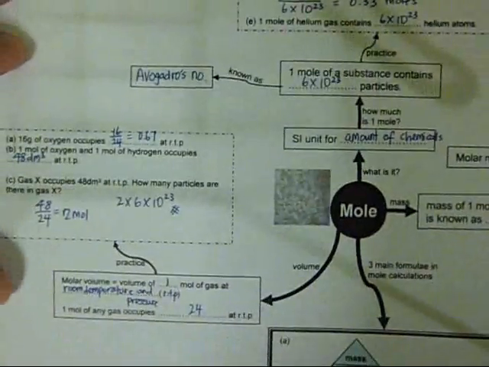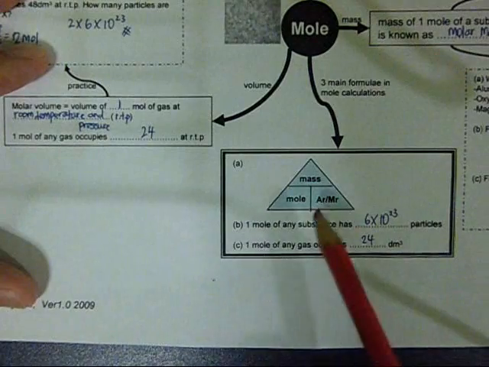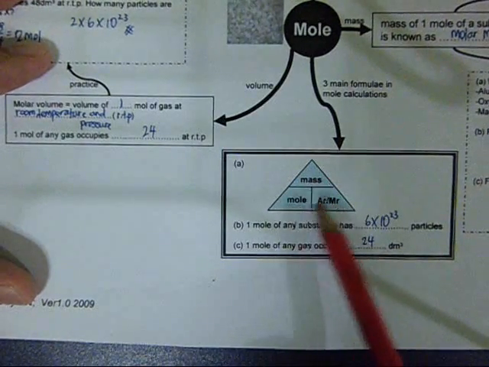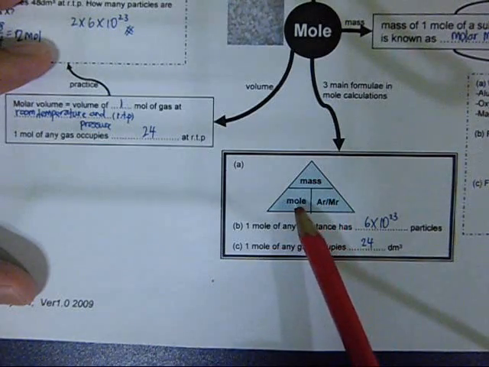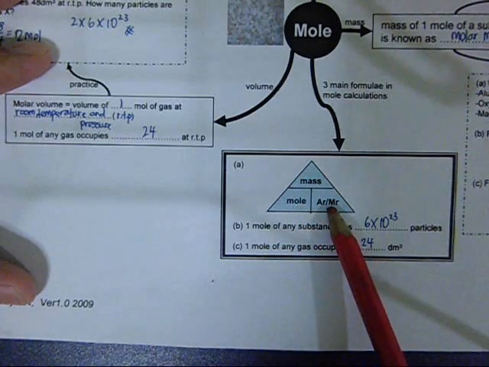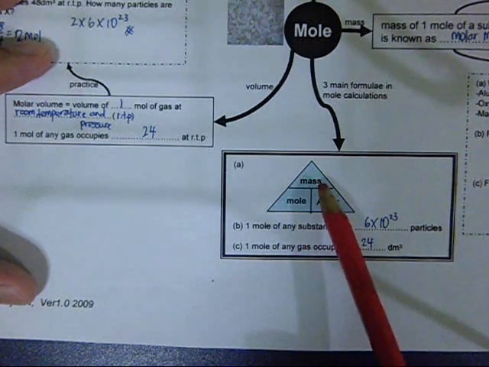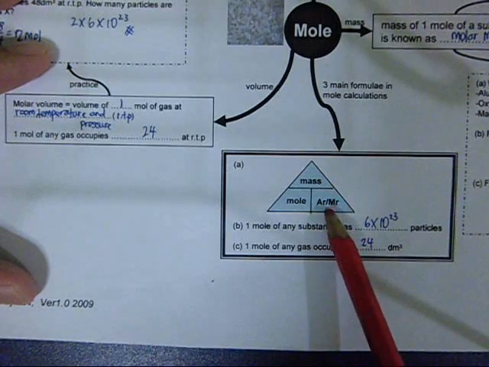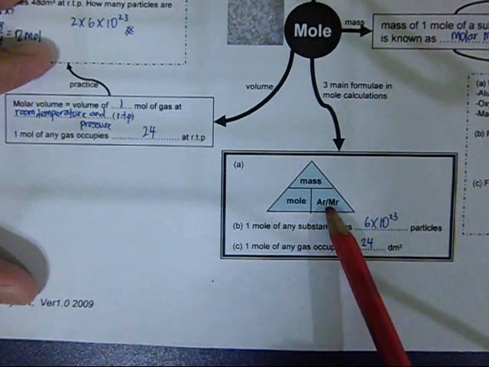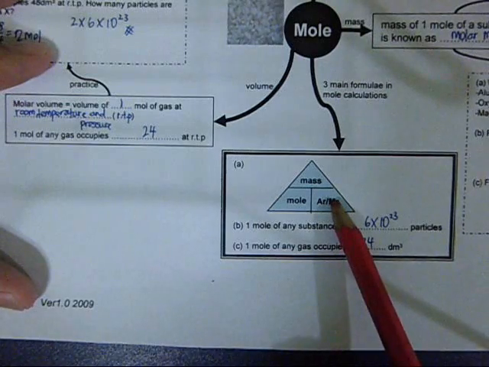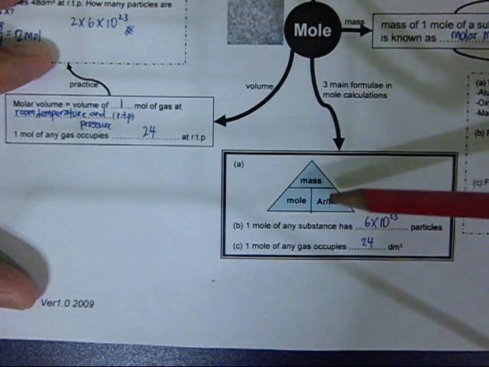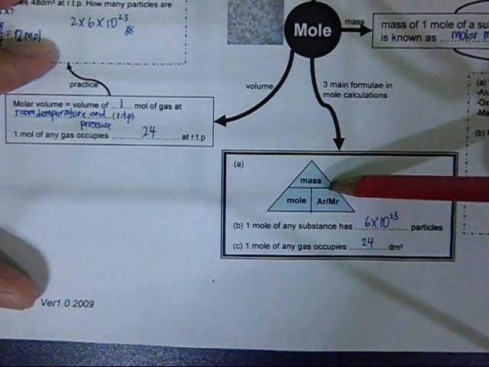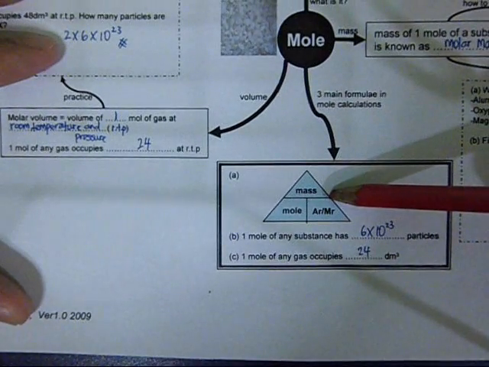Alright, part 2 of the mole concept mind map. Okay, this triangle you must remember. This triangle contains 3 formulas. First formula, mass equals mole times AR or MR. Second formula, mole equals mass divided by AR or MR. The third formula is AR or MR equals mass divided by mole. So these 3 formulas in the triangle you must memorize.